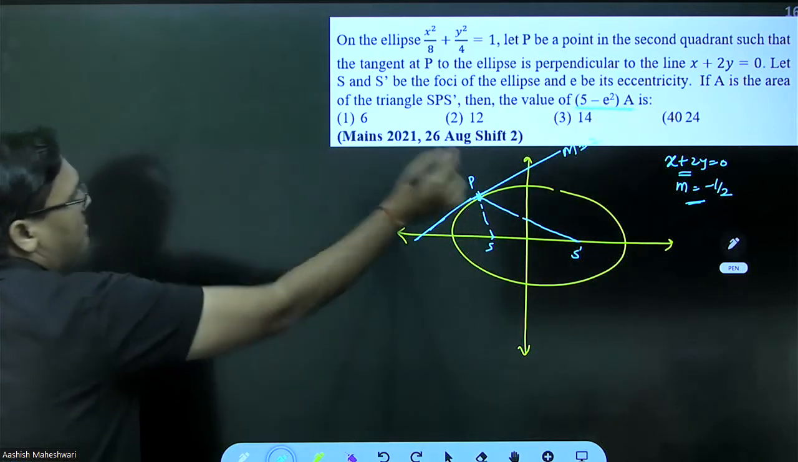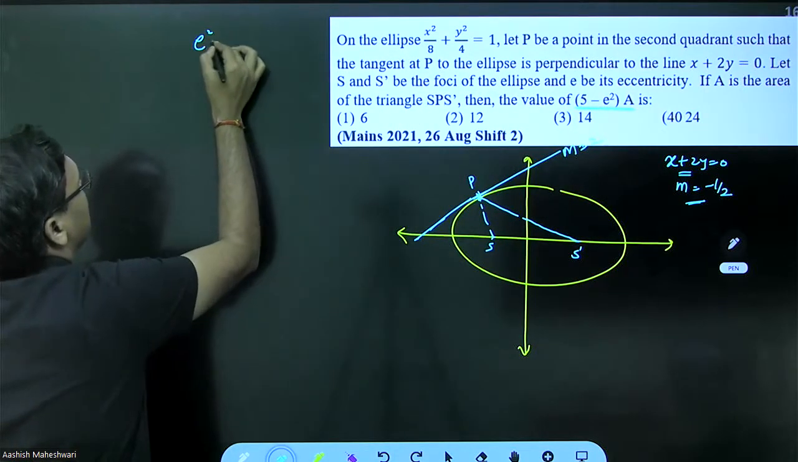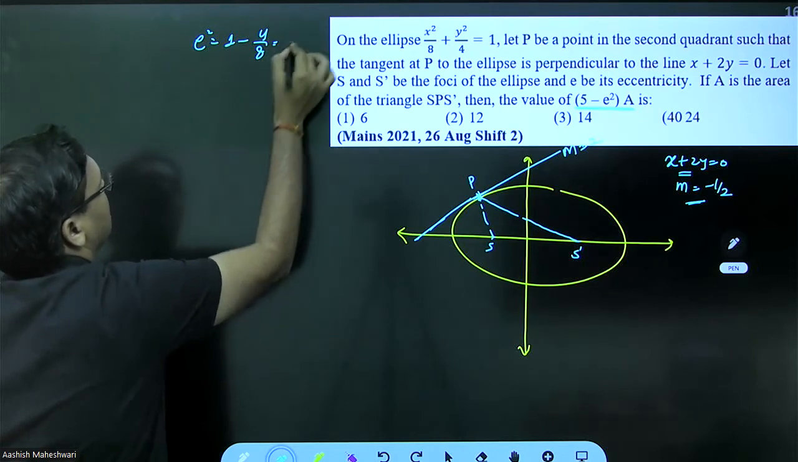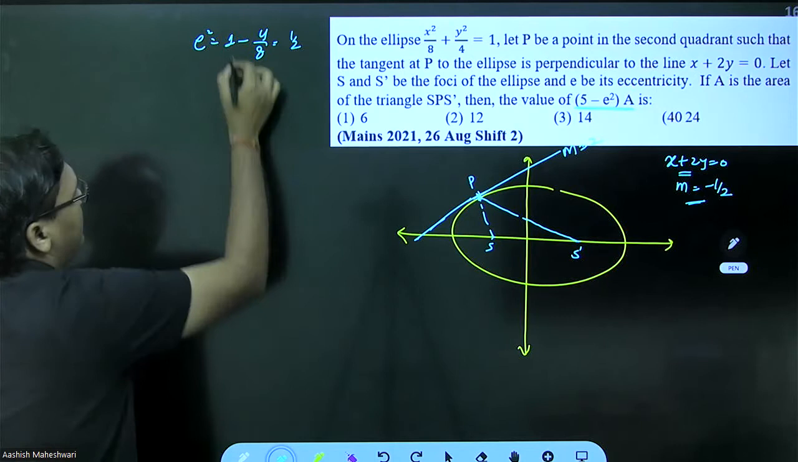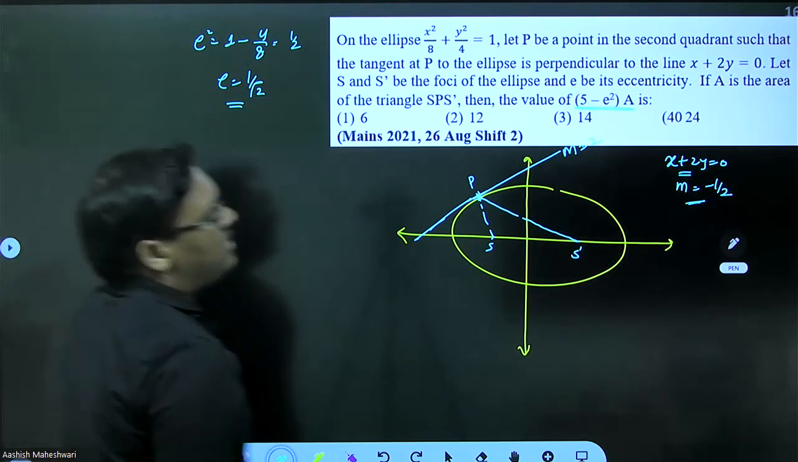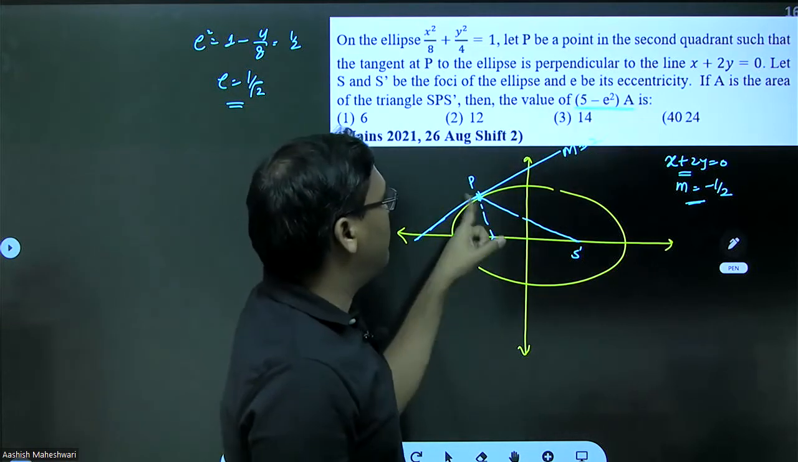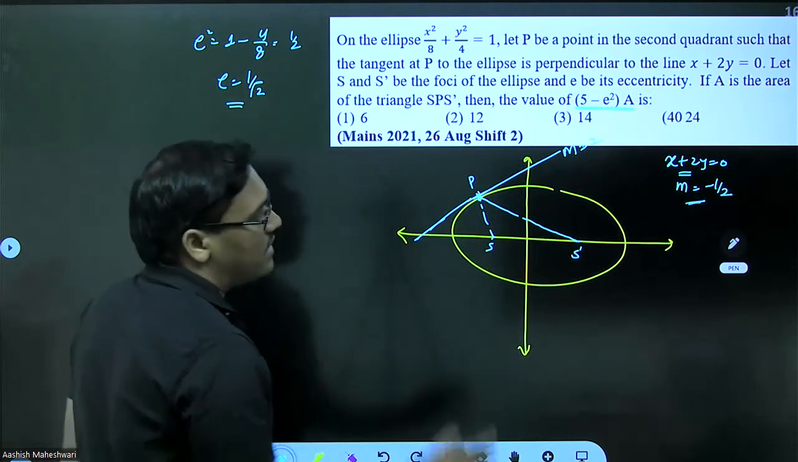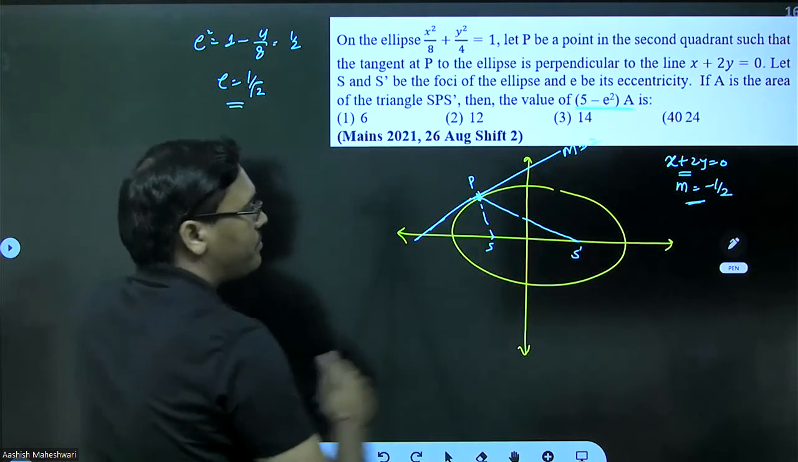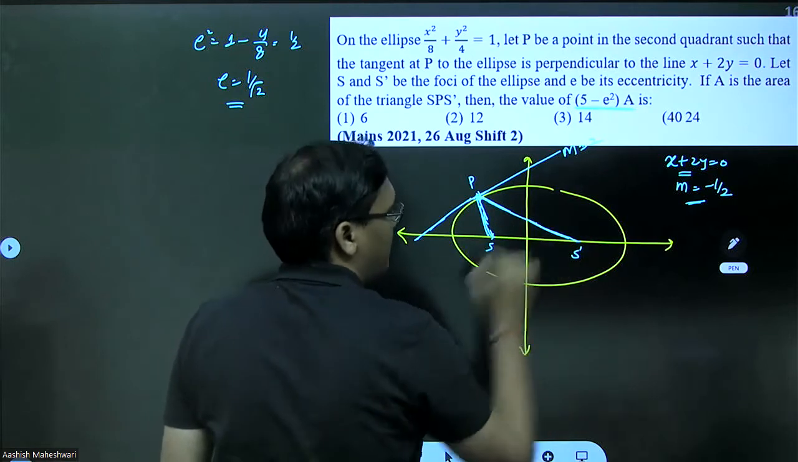So first thing, we have to find this value. For that you have to definitely find eccentricity. So what is eccentricity? E square is 1 minus B square by A square. So what is this? This is 1 by 2, right? So eccentricity is 1 by root 2. So E square, you can check, is equal to 1 by 2. Now we have to calculate the area of this triangle. How will you get the area of this triangle? Understand this. We know the slope of this tangent, which is equal to 2. You can see we have to find the area of this triangle A.